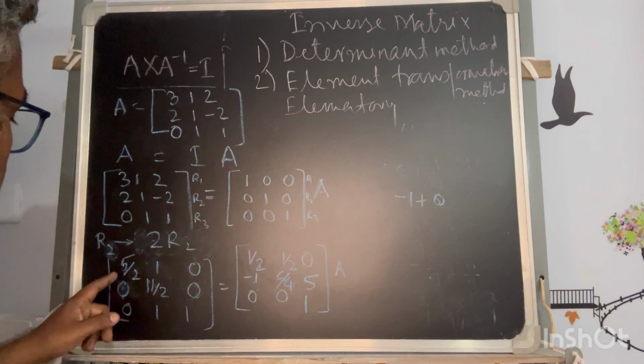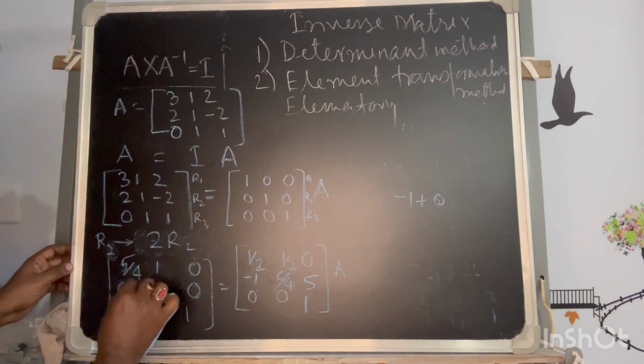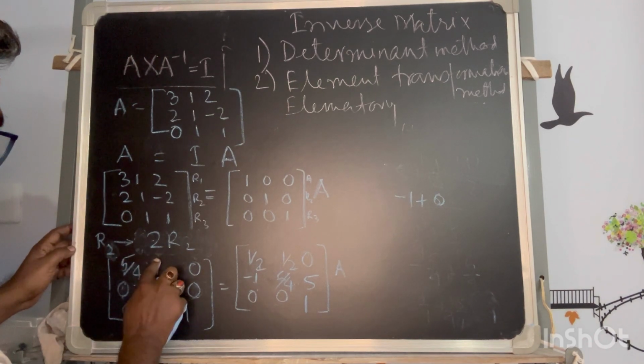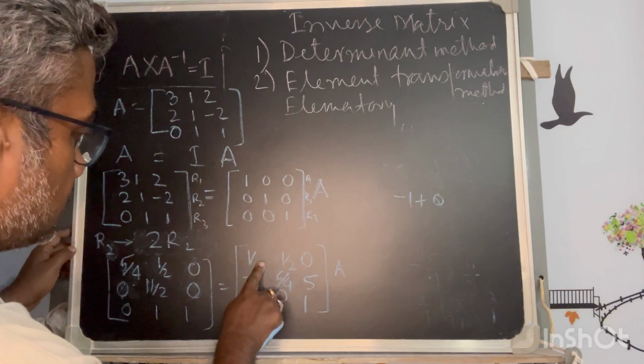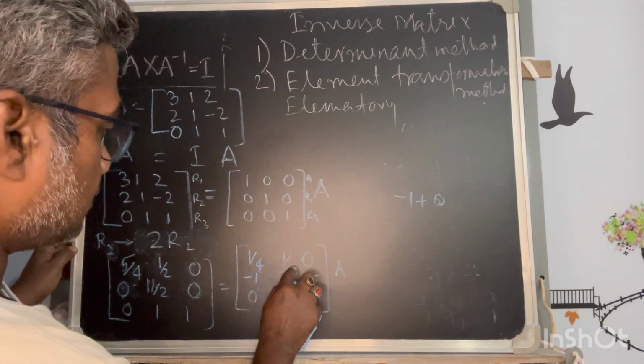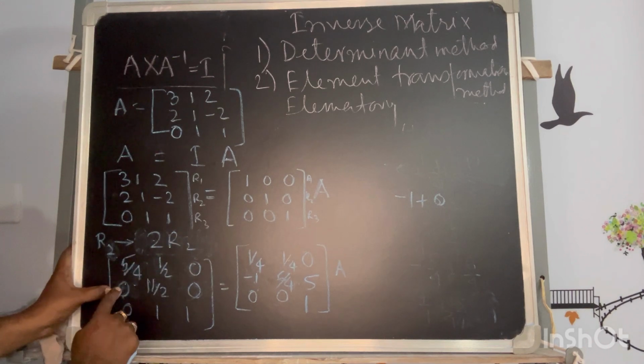Oh sorry, what I have changed here, I am not supposed to change it. R2 I am changing, sorry. So this will become half. I would not change this, sorry. What I am changing, R2 is equal to 2R1. So there I am changing.